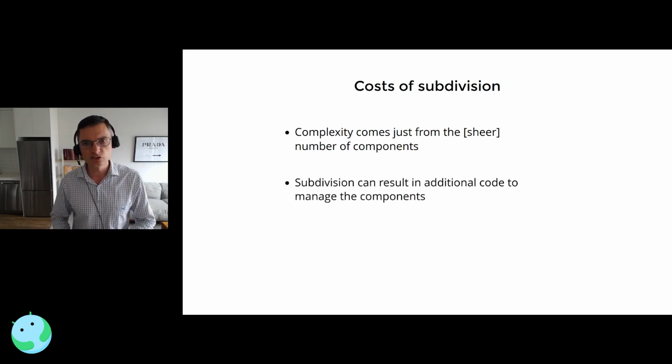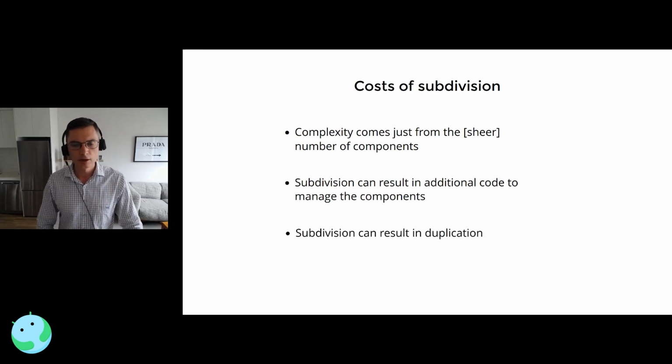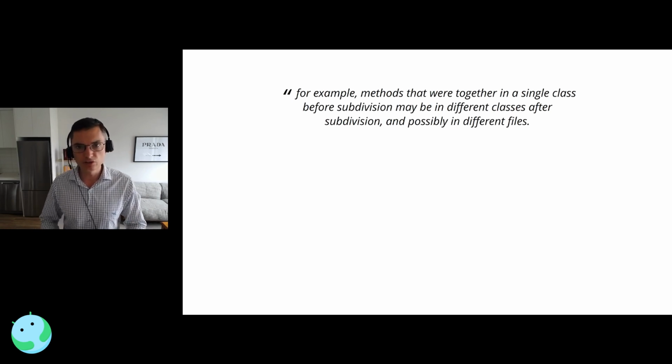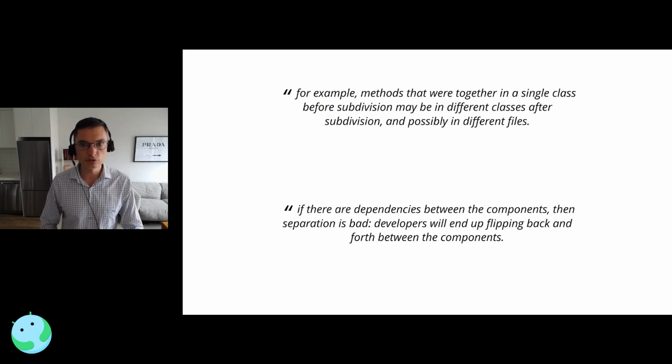And not only that, subdivision results in additional code to manage the components. So the complexity that's brought in through using a dependency injection framework, or through using things like an event bus to communicate between the disparate components. Subdivision can result in duplication and boilerplate. And subdivision also creates separation. And this last point is really important. Methods that were together in a single class before subdivision may end up in different classes and even different files afterwards. And if there are dependencies between the components, then this separation is bad. Developers will end up having to flip back and forth between the components in order to understand the system.